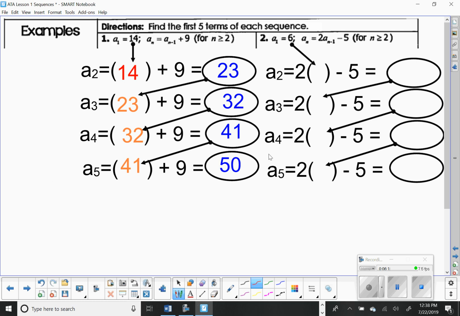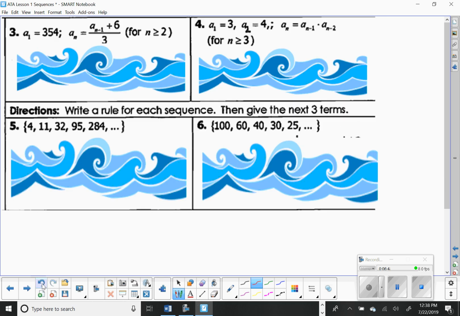You back? Let's try it. Did you put in the 6, subtract 5, and get 7? Okay, and don't forget it's 2 times 6. Did you take the 7, plug it in here, and get 9? Did you plug the 9 in and get 13? Plug the 13 in, and get 21? If you did, fantastic, great job. Those are recursive formulas, and those are examples. Let's go to the next page.